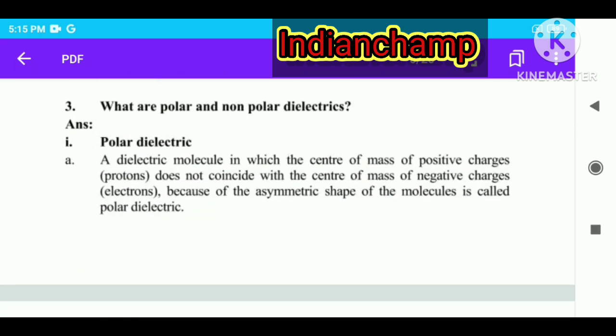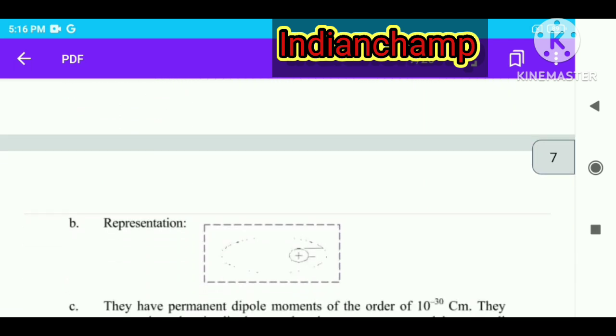Question number 3. What are polar and non-polar dielectric? Answer first. Polar dielectric. A dielectric molecule in which the center of mass of positive charge, proton, does not coincide with the center of mass of negative charge, electron, because of asymmetric shape of the molecule, is called a polar dielectric. B.